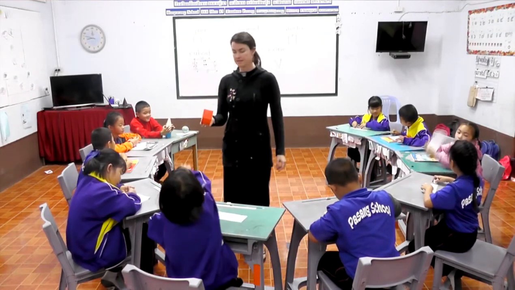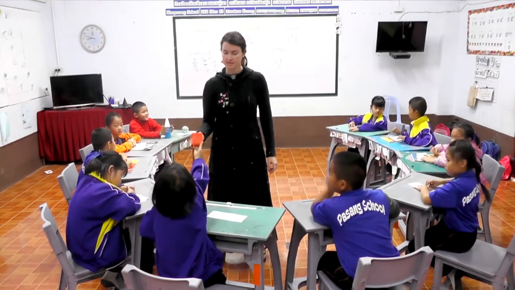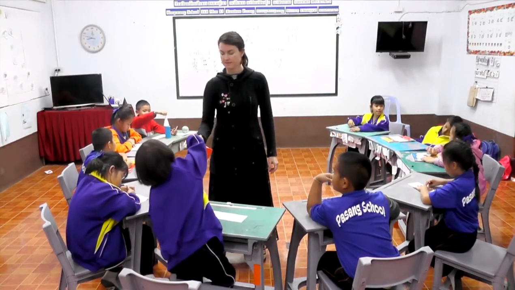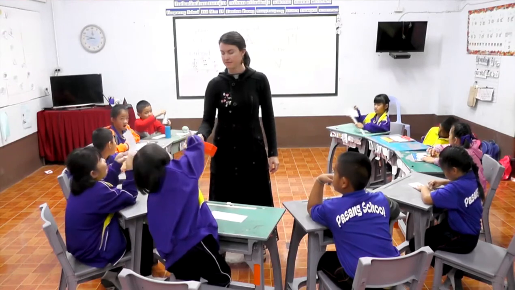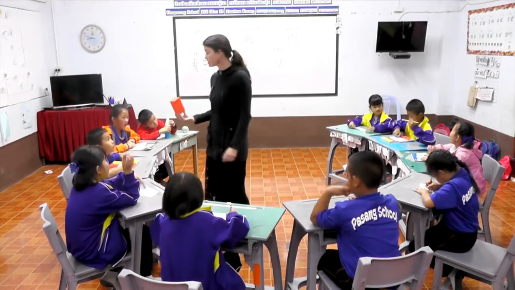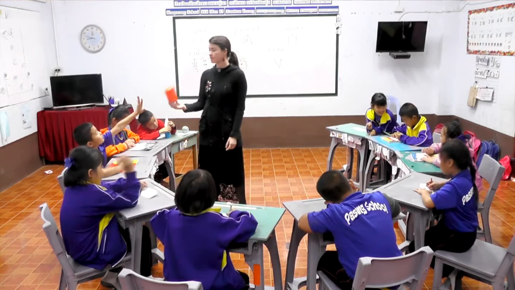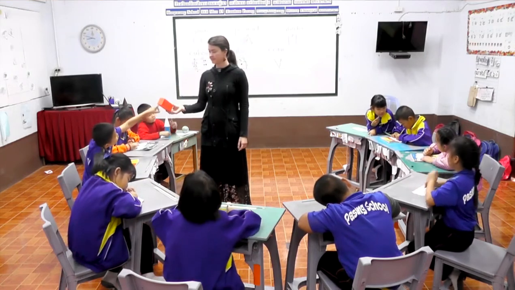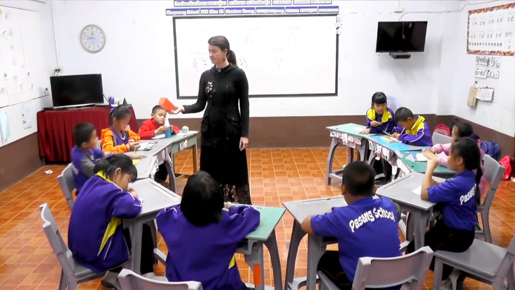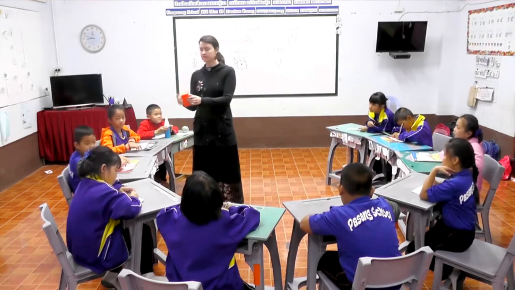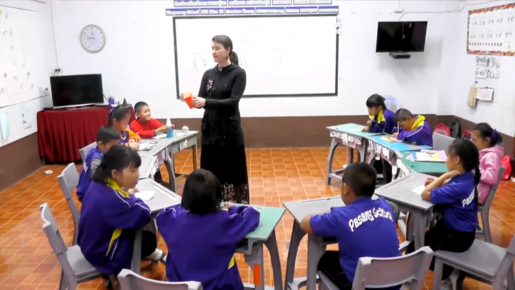Can you show us? 1, 2, 3, 4, 5, 6, 7, 8. Good. How many corners do we have? 8. Show me. 1, 2, 3, 4, 5, 6. Corners. These are the corners.